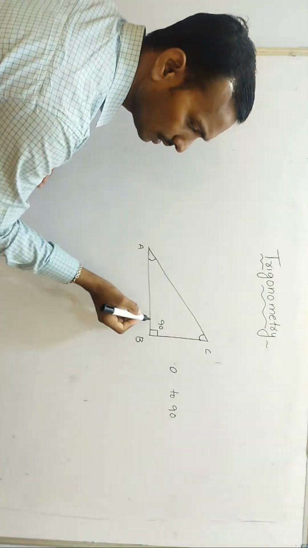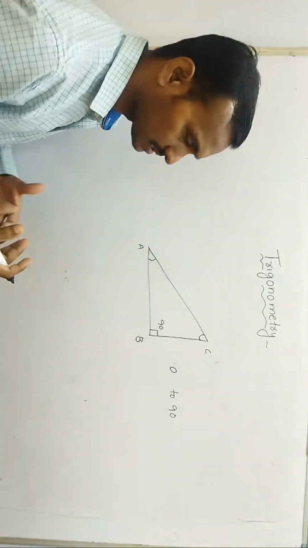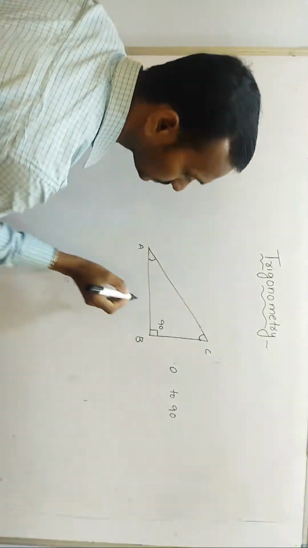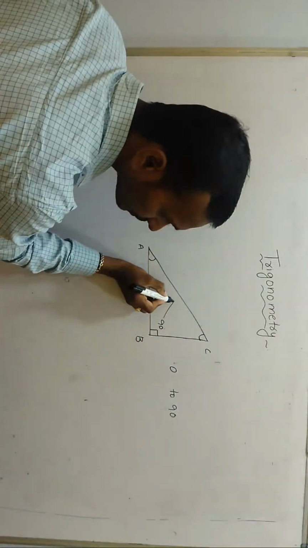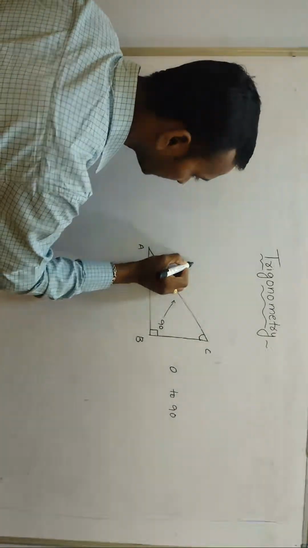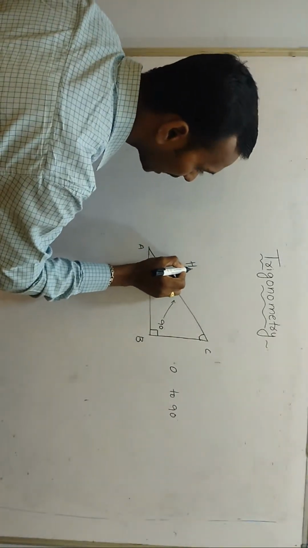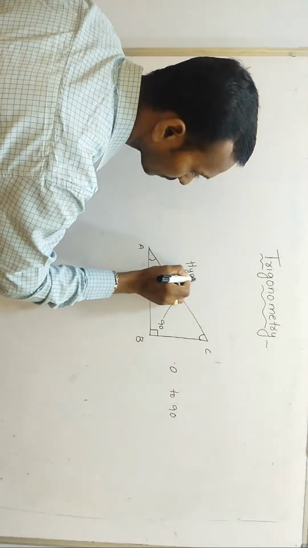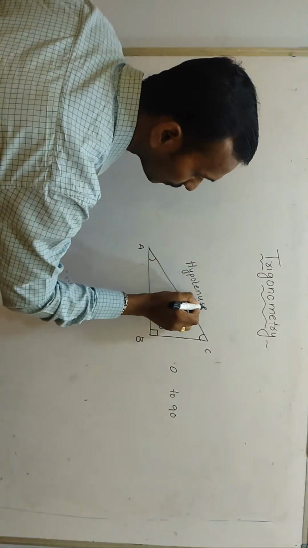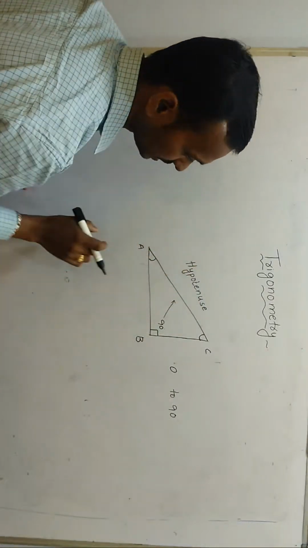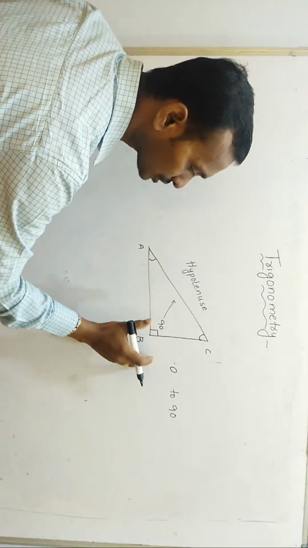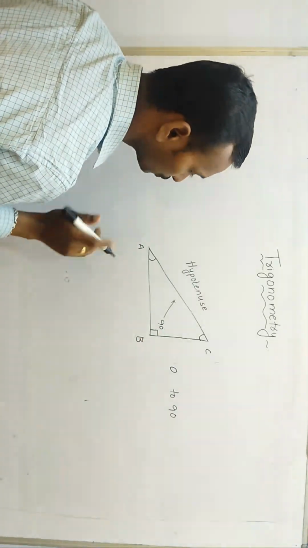Now after understanding the angles, we have to understand the sides of a right angle triangle. The side which is opposite to 90 degrees is called the hypotenuse. We can also call it the longest side of a right angle triangle. What about the remaining two sides?